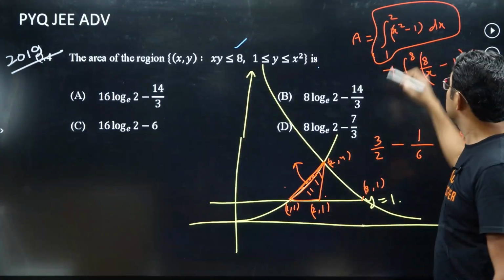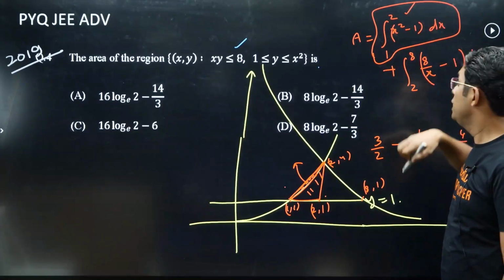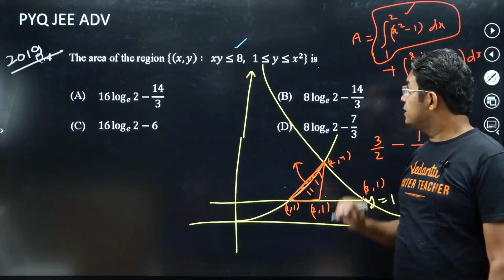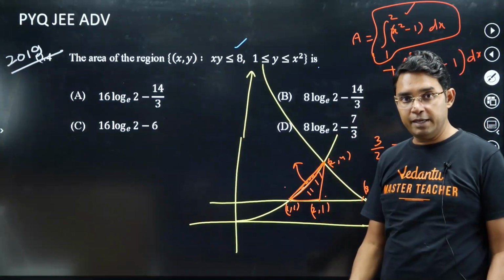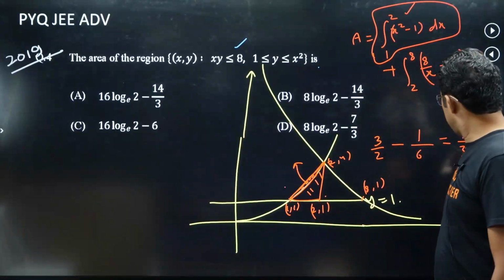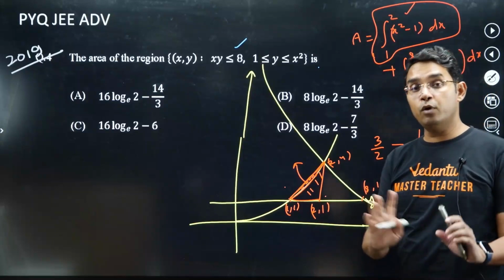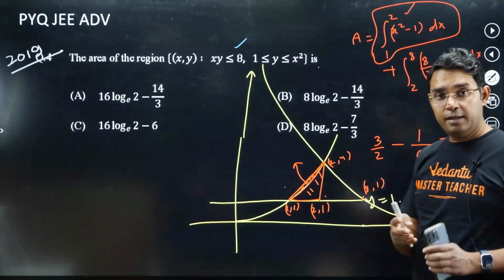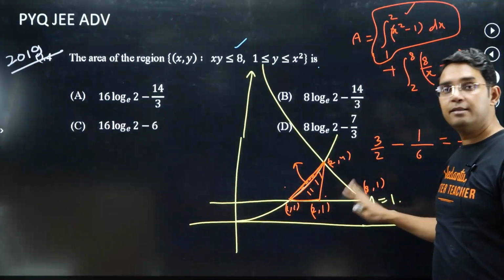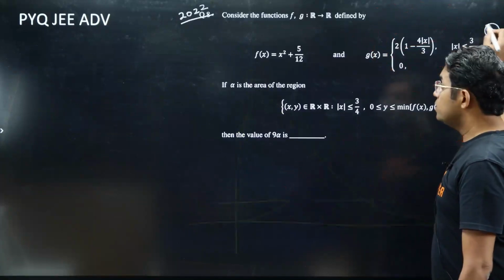Definitely in this question, this will be faster. So it is up to you that if you feel that integration is becoming easier, then definitely use that. But this is useful in many more situations where integration gives you a longer path than this. Okay, coming to the next question.